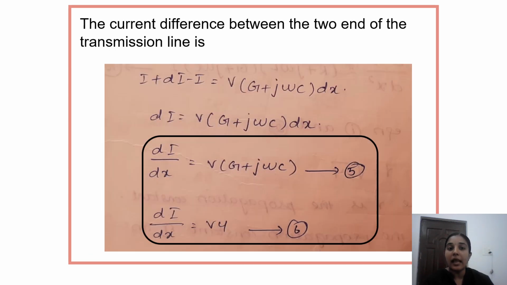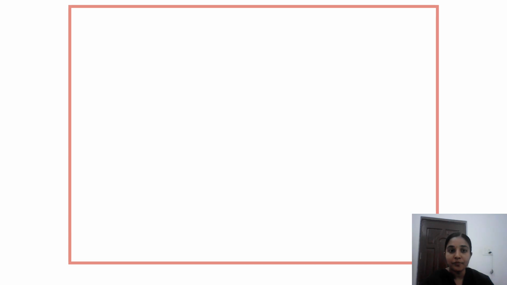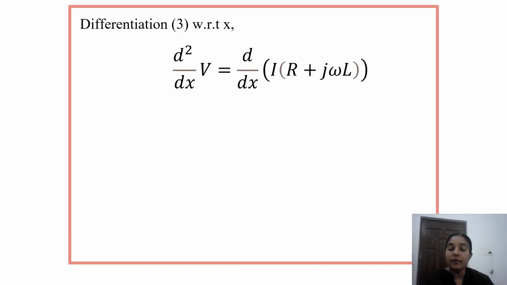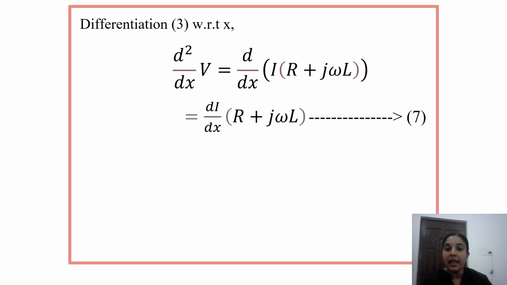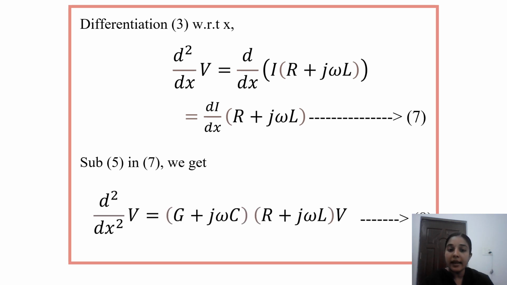Next, in the same way, we have to calculate the current difference also. So we get dI by dx is equal to V into Y. Next, we'll have to differentiate our equation 3 and equation 4 to get the higher order equations. By differentiating our equation 3, we get d squared V by dx squared is equal to (G plus j omega C) into (R plus j omega L) into V. This G plus j omega C is our admittance. R plus j omega L is our impedance.